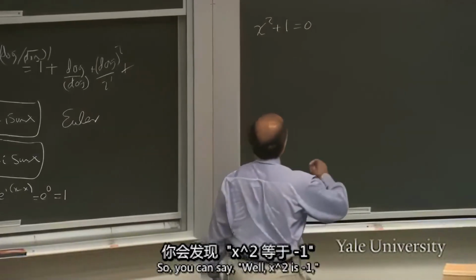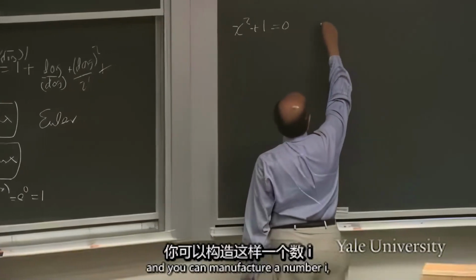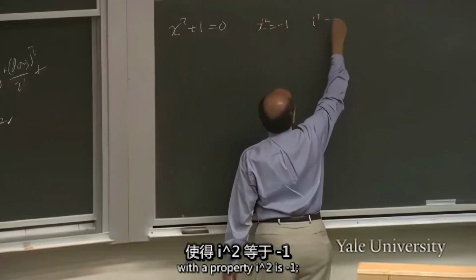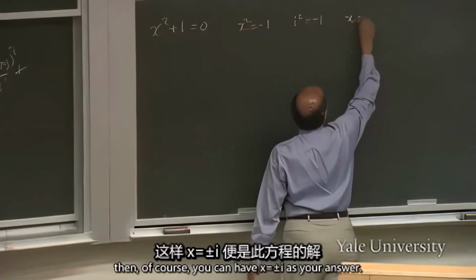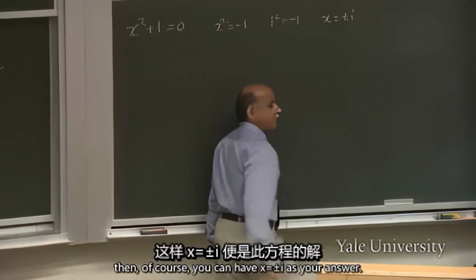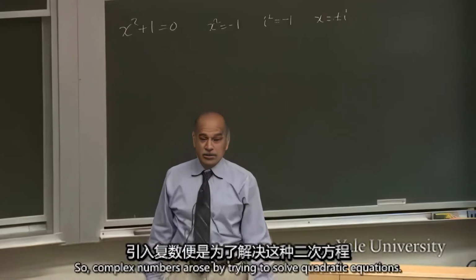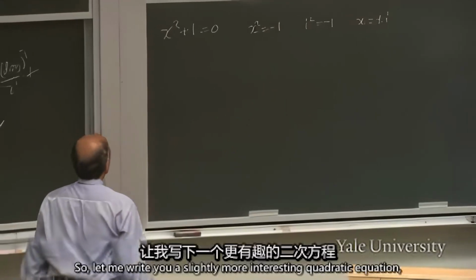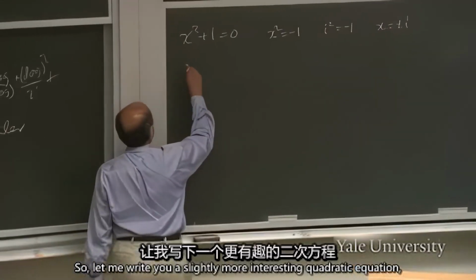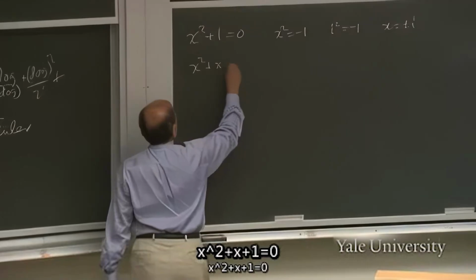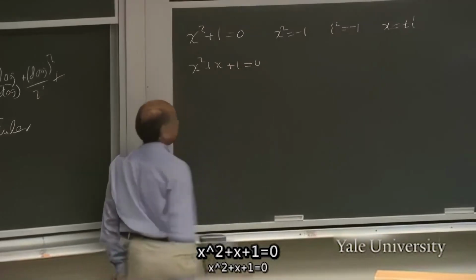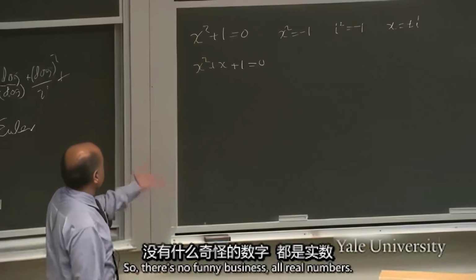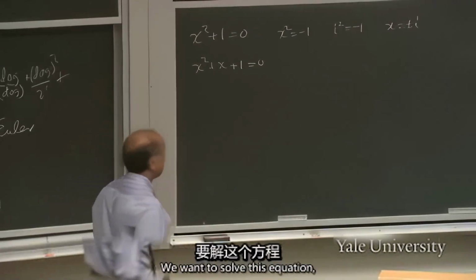So you can say, well, x squared is minus 1, and you can manufacture a number, i, with the property i squared is minus 1, then of course you can have x equal to plus or minus i as your answer. So complex numbers arose by trying to solve quadratic equations. So let me write you a slightly more interesting quadratic equation. x squared plus x plus 1 equal to 0. So there's no funny business, all real numbers. We want to solve this equation.